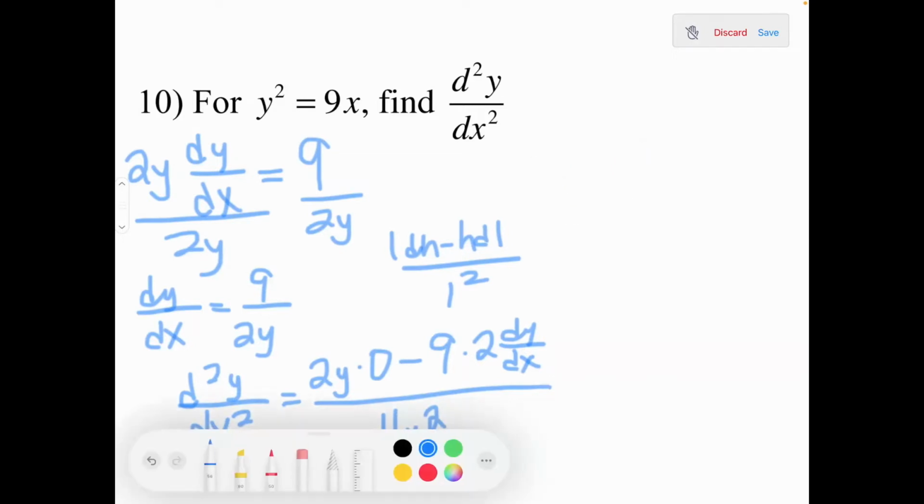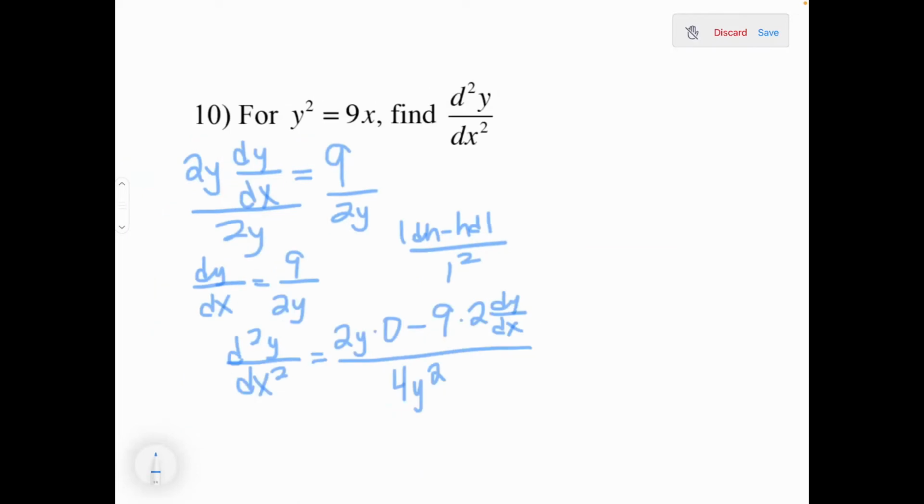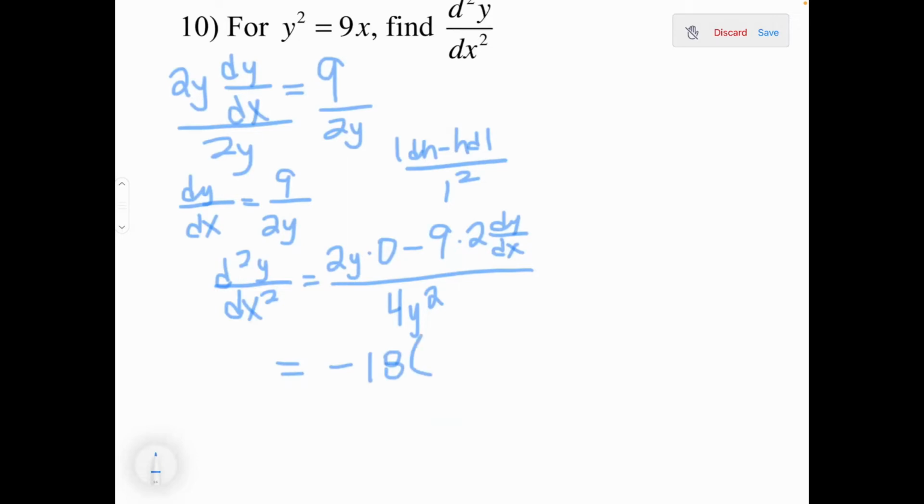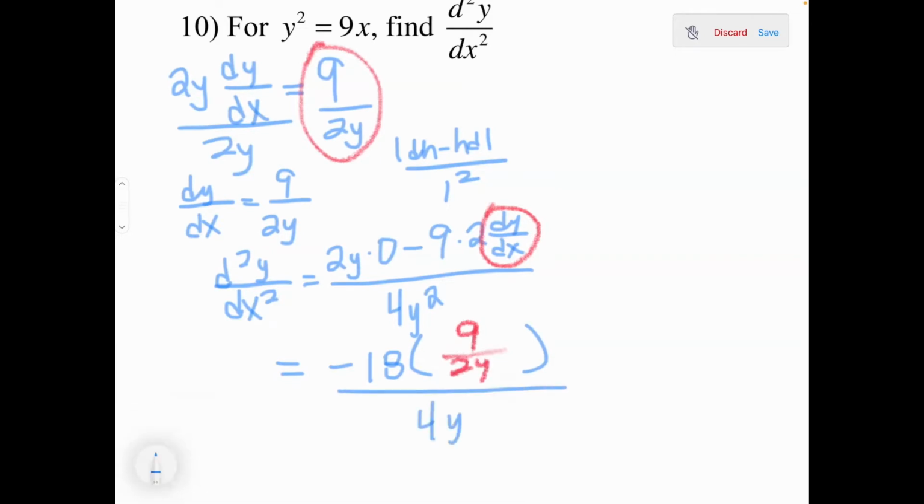Clean this up a little bit. We get 2y times 0 is just 0. Negative 9 times 2 is negative 18 times dy dx, but we know what dy dx equals. We know that dy dx is equal to 9 over 2y. So we're just going to do that substitution here. 9 over 2y all over 4y squared. Negative 18 divided by 9 over 2y.